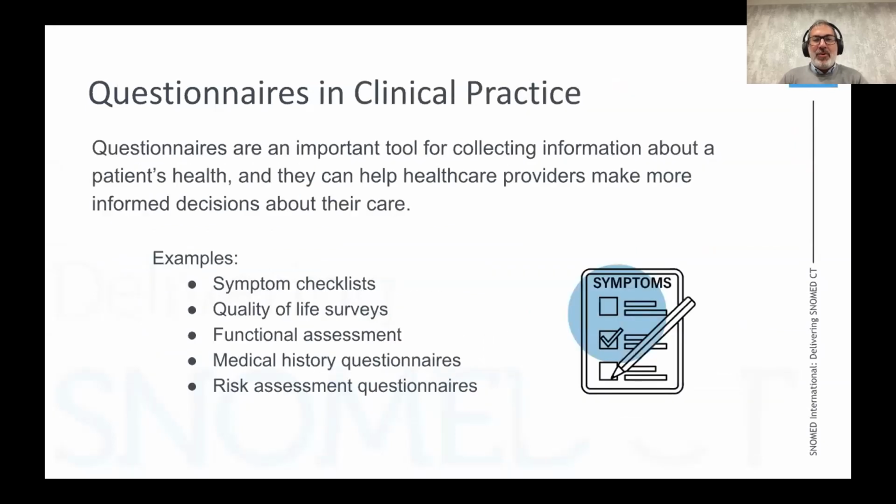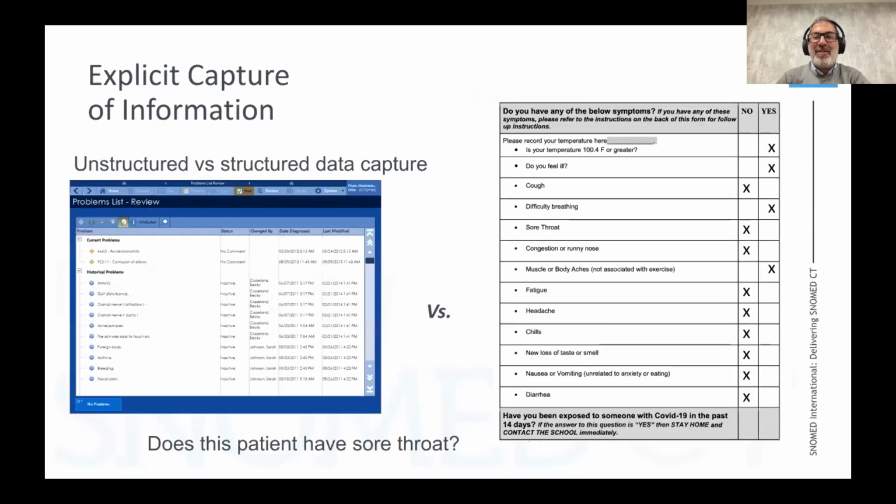In clinical practice, we see questionnaires used a lot for symptom checklists, for quality of life surveys, for functional assessment, for medical history, for risk assessment, etc. There are many, many use cases, and they're used daily in many areas. They have been using paper for a long time. And now many hospitals are doing the transition to electronic forms, or they did already, but they don't want them to be just a random piece of data in their systems; they want them to be integrated with the rest of the electronic health record.